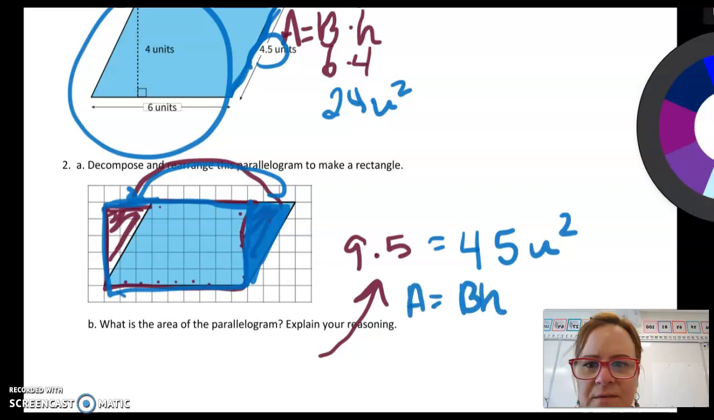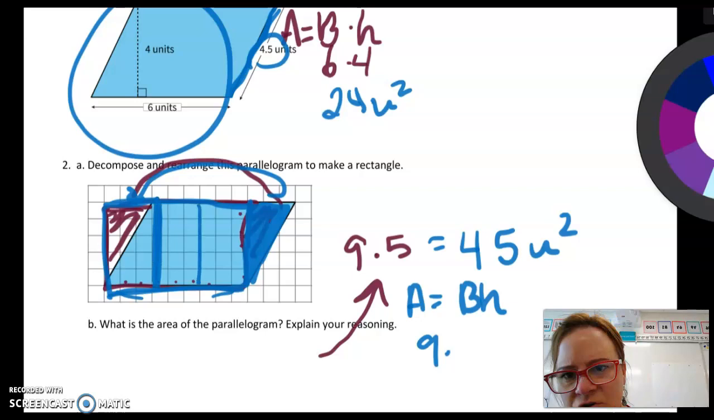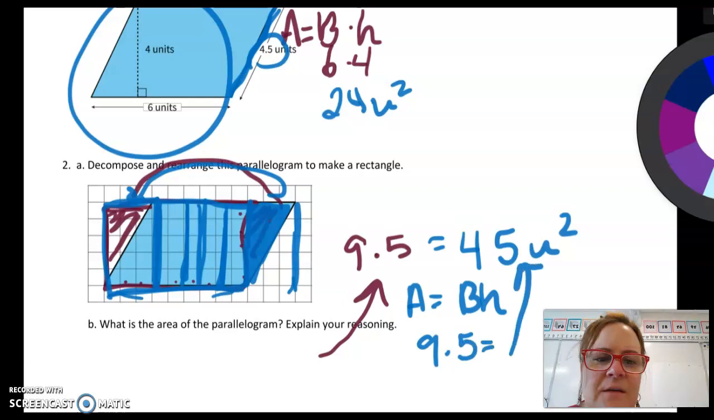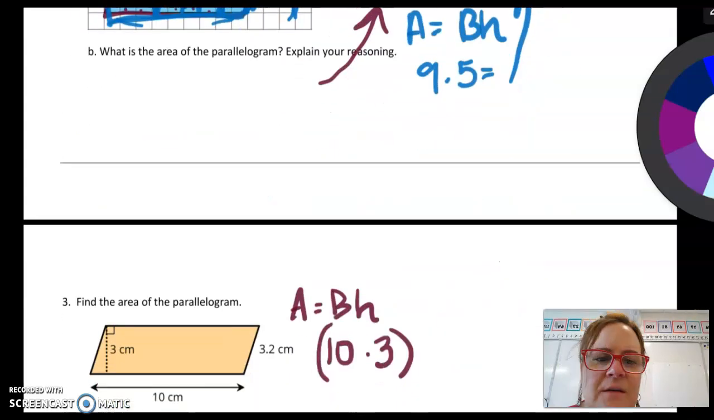I would do the same thing if I was just finding the area of a parallelogram. Of course, I'd do base times height. The base is 9. The height, I would find this measure right here. And of course, there's multiple heights, infinite number of heights to be exact. So no matter where I put the height, perpendicular to the base, I'm going to get that it's 5. 9 times 5, of course, is 45.